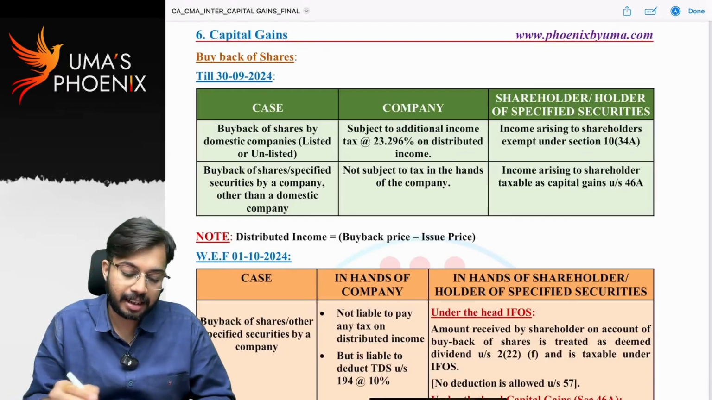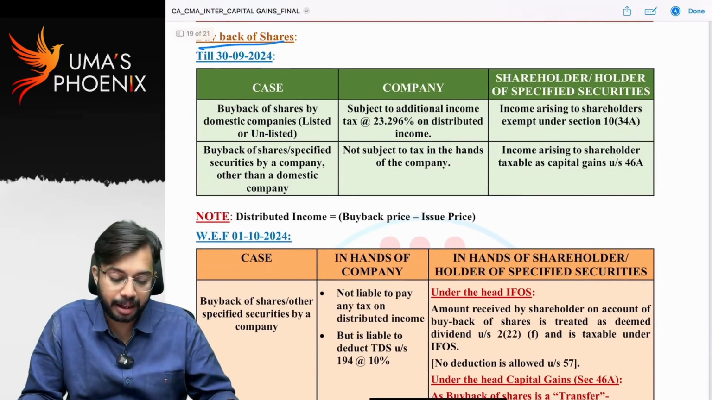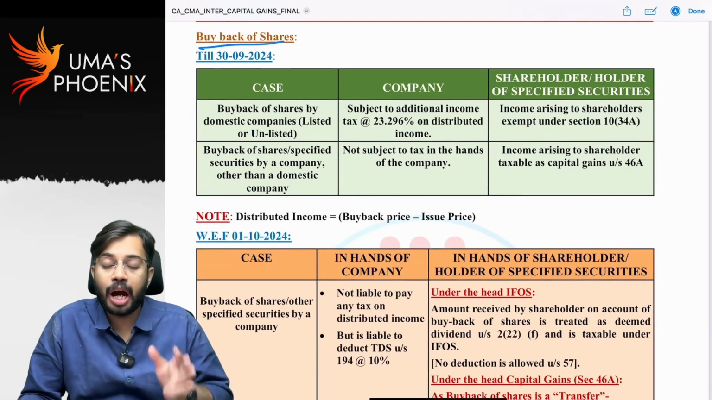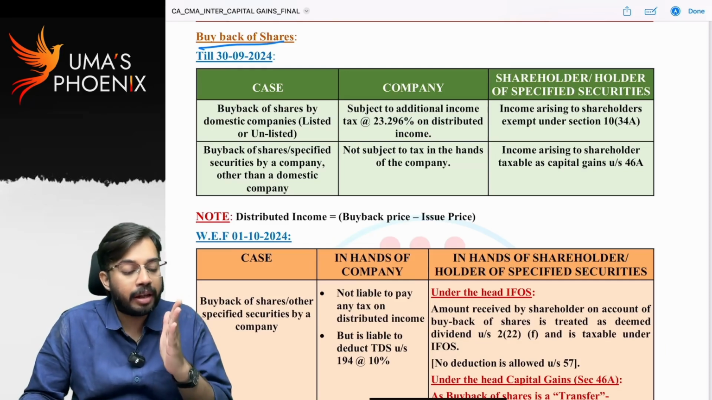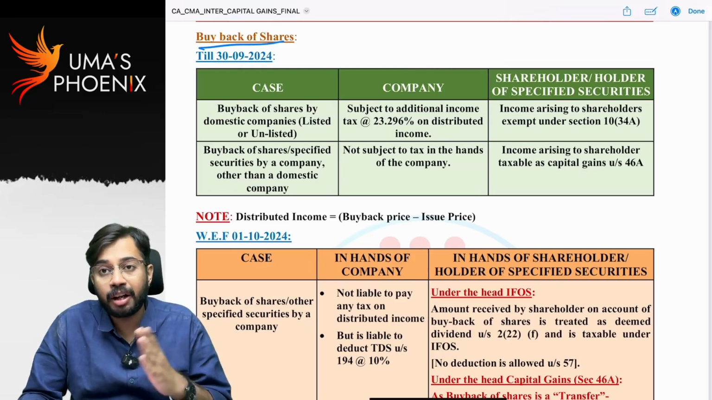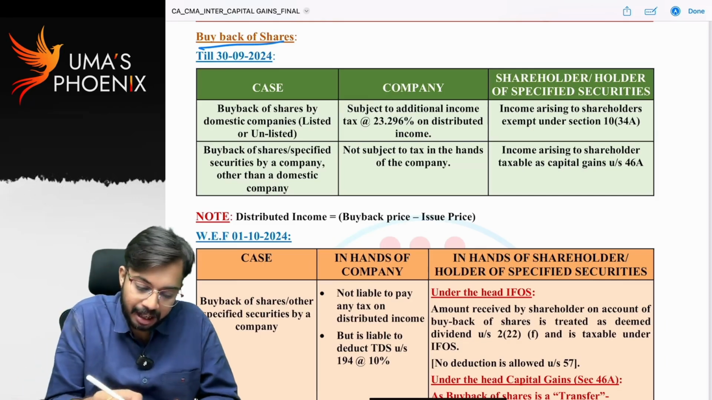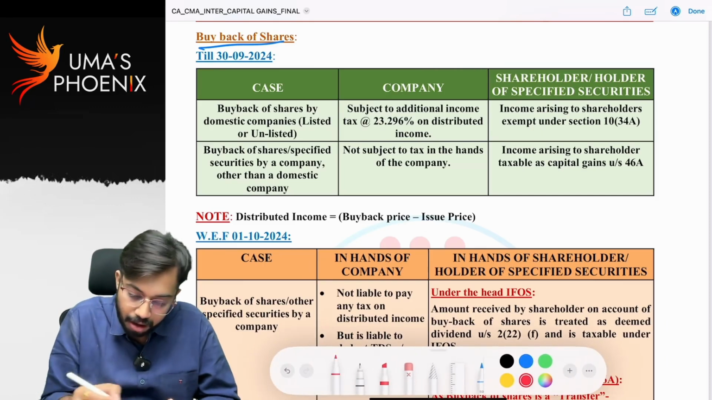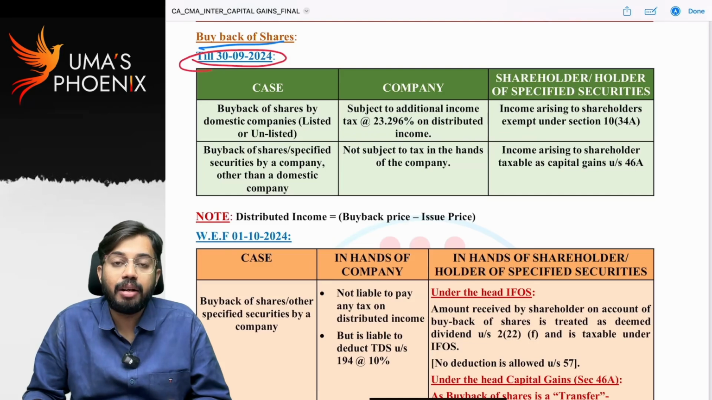Now let us discuss buyback of shares. With regard to buyback of shares also, there is an amendment. Let us see now. You have to remember the date 30th September 2024. Up to 30th September 2024, there is one methodology for calculation of buyback. On or after 1st October 2024, there is another methodology. First, let us discuss what is the tax treatment in case of buyback up to 30th September 2024.